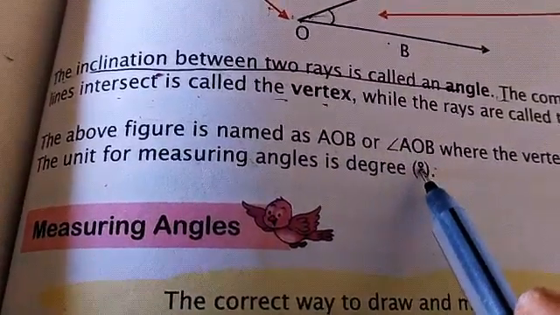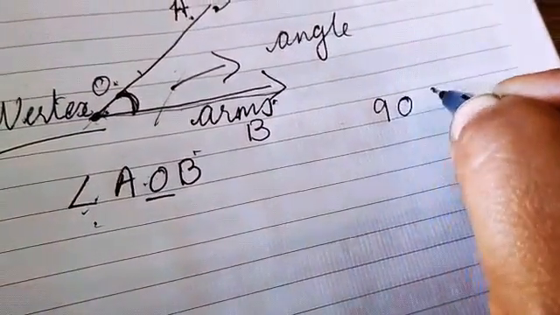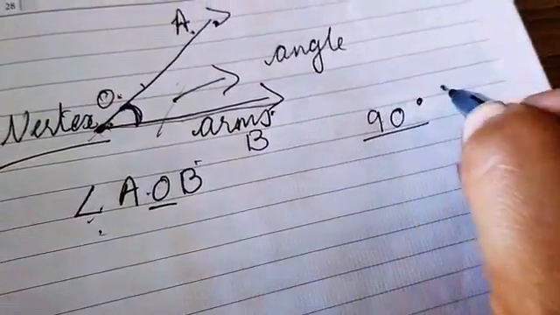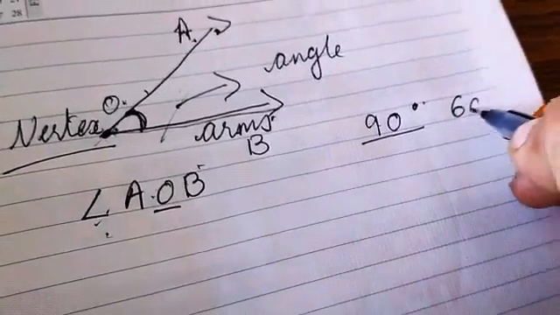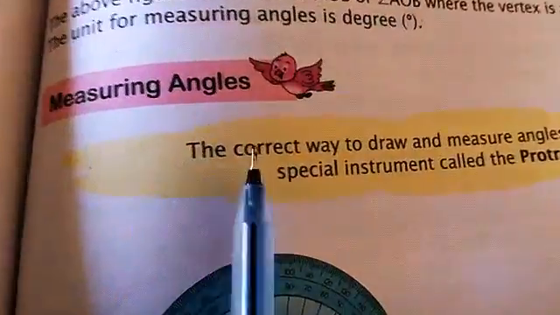So in degrees we write it this way. If it is a right angle, we say 90 degrees. If it is 60, we say it is 60 degrees. This is the symbol of degree. Okay, now measuring the angle.